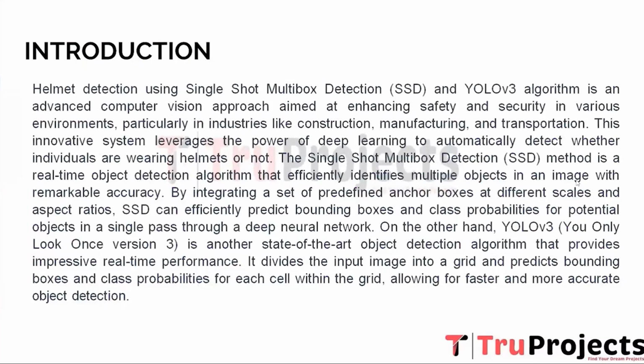has the potential to revolutionize safety practices in various industries, fostering a safer working environment and reducing the likelihood of accidents and injuries. As the technology continues to advance, it holds great promise in not only ensuring the proper use of helmets, but also in extending its capabilities to detect other safety gear and compliance-related aspects, further enhancing overall safety standards. It divides the input image into a grid and predicts bounding boxes and class probabilities for each cell within the grid, allowing for faster and more accurate object detection.